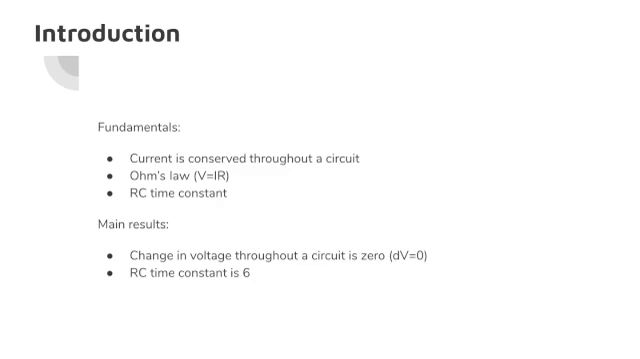So the main results from this experiment were that the change in voltage throughout a circuit was proved to be 0, and the RC time constant was calculated as 6.